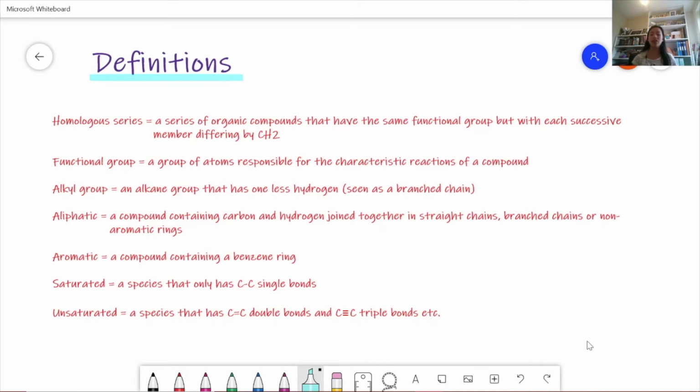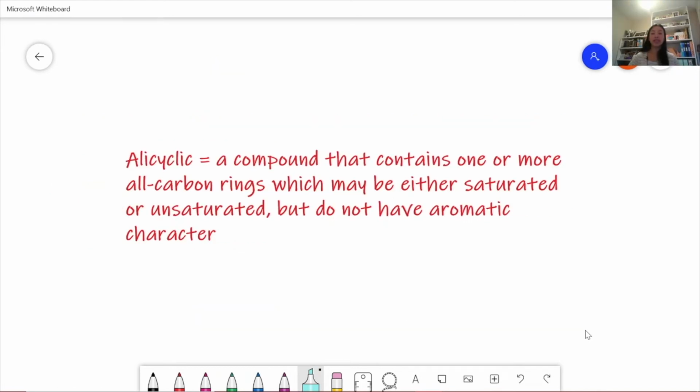And an unsaturated species is a species that has carbon-carbon double bonds or triple bonds, just anything except for only carbon-carbon single bonds. So alkenes have carbon-carbon double bonds, so they'd be classed as unsaturated. We also need to know the definition of alicyclic, and the definition is that it's a compound that contains one or more all-carbon rings, which may be either saturated or unsaturated, so either carbon-carbon single bonds or carbon-carbon double bonds or triple bonds, but do not have aromatic character, so they don't have any benzene.